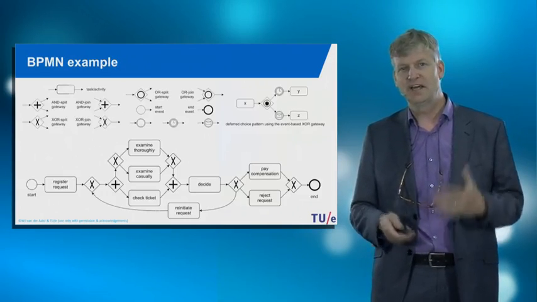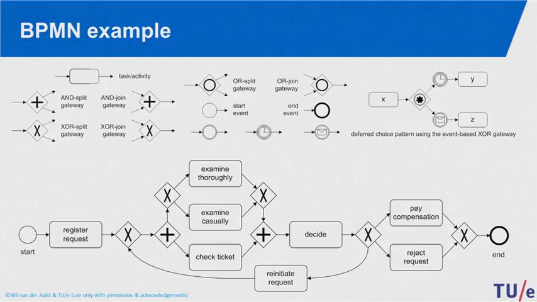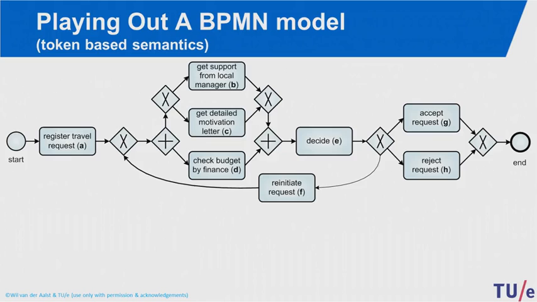So let us take a look at an example. Here you see a BPMN model with the corresponding notational elements. First of all, we have the start and the end event, very clear in this diagram. Then we have the XOR splits. We also have XOR joins, in this case three of them. We have an AND split and an AND join, as indicated here. And this is how we can model this particular process.